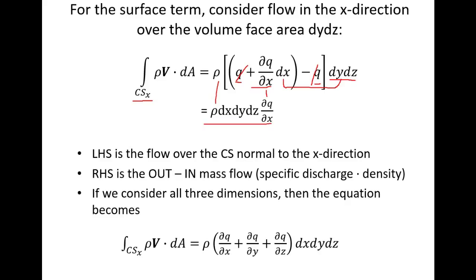So the left-hand side of the equation is our nomenclature for the flux over the surface of the control volume. The right-hand side are really the in minus the out terms based on specific discharge and density. If we put that in all 3 dimensions, we would end up with similar terms in the y and z direction.